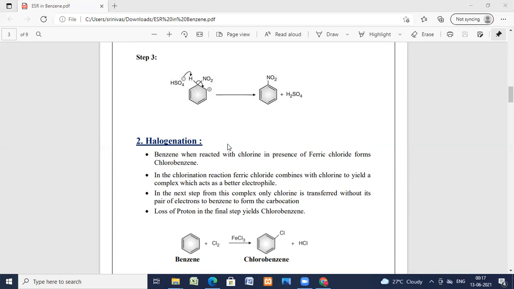First one is the electrophile formation. The metallic halide Lewis acid polarizes the halogen molecule to yield the electrophile. X plus, the halonium ion, is the electrophile. For example, FeCl3 and Cl2 give FeCl4 minus and Cl plus. Cl plus, the chloronium ion, is the electrophile.